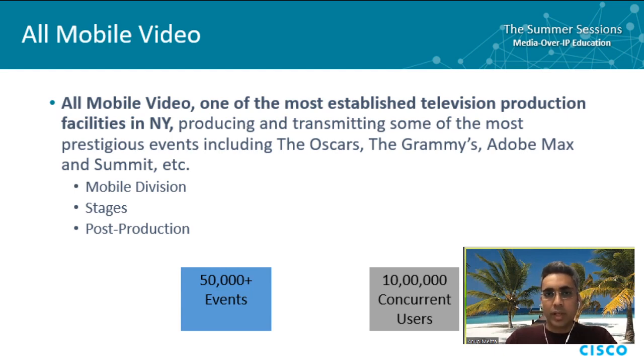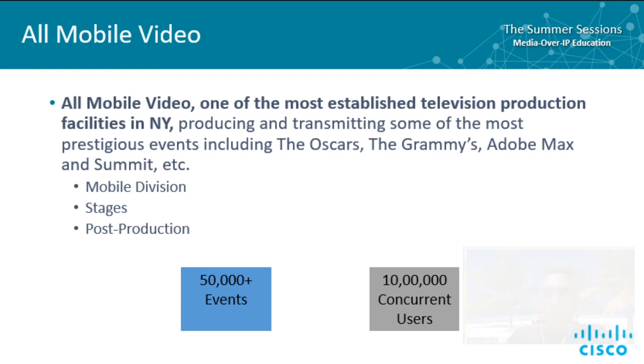All Mobile Video is one of the biggest production facilities in New York. And they've produced and transmitted some of the most prestigious events, including the Oscars, the Grammys, Adobe Max and Summit, etc. They basically cater to a variety of pre and post production use cases, depending on their client needs.